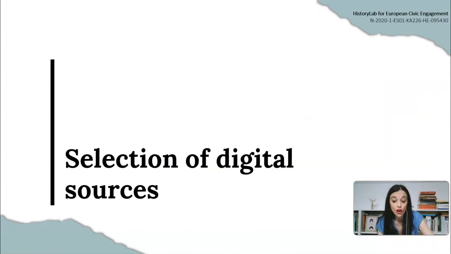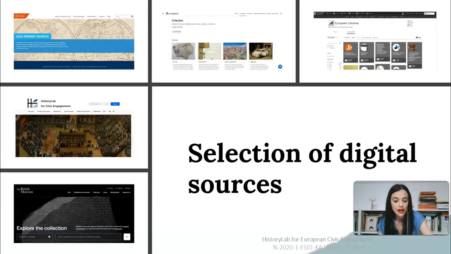The Internet offers a wealth of historical sources. You can use digital libraries such as History Lab, Europeana, or Gale Primary Sources. There are also collections focusing on a particular type of source, such as oral history collections, for example, Voices of the Holocaust or Eyewitness.